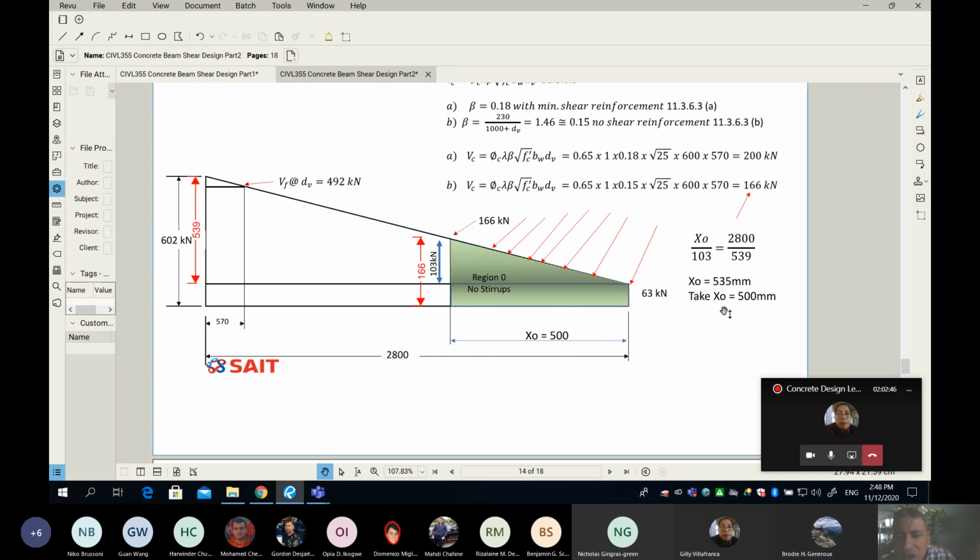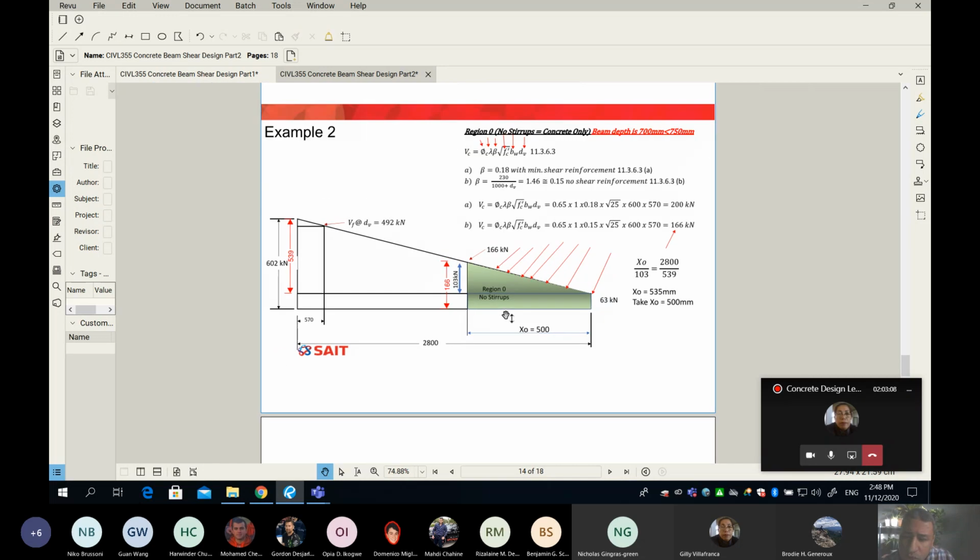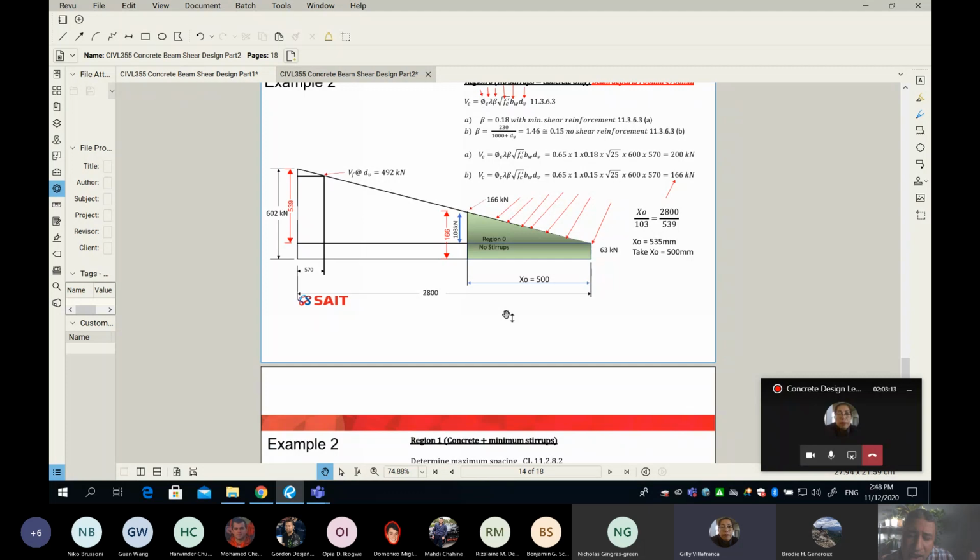What I did is I simply rounded to 25 millimeters. So you cannot tell the people on site, this area is 535. Make it a nice number, so 500, which means for the 500 from the center line to this point here, we don't have to add any stirrup. Are you following so far? Yes. Okay, guys.